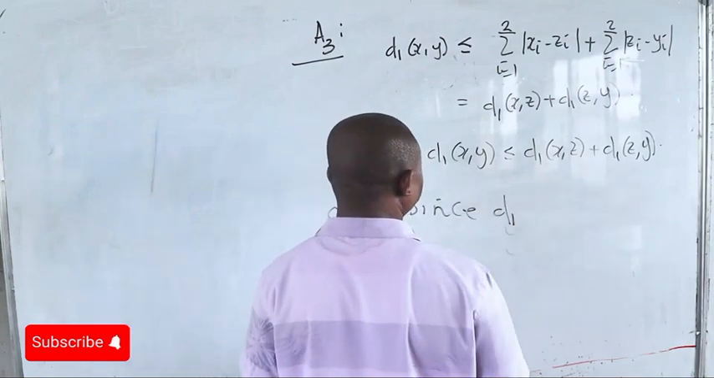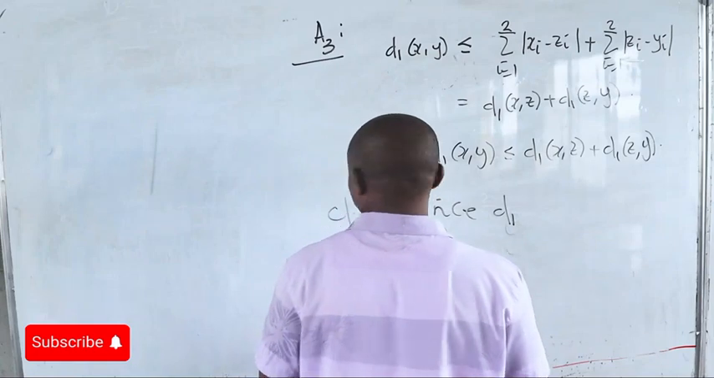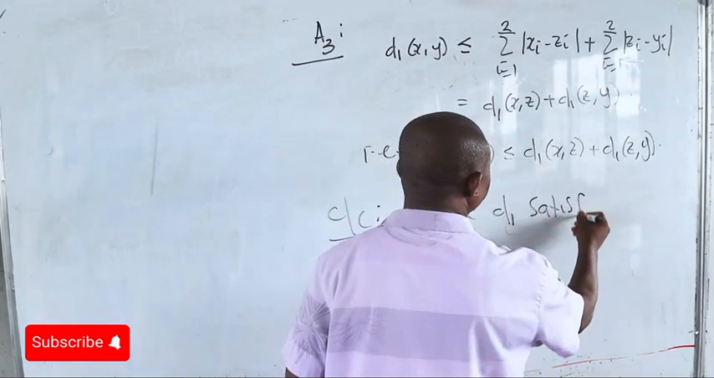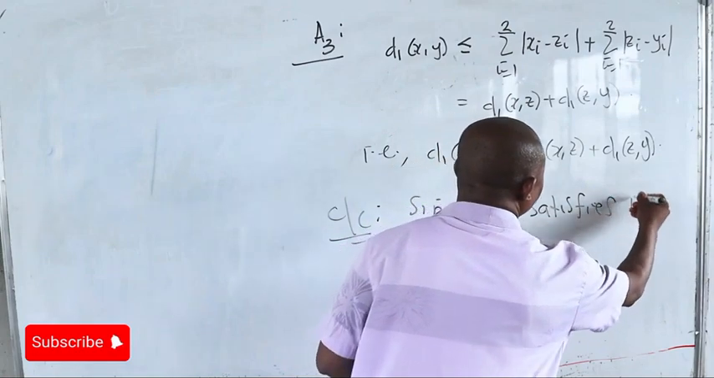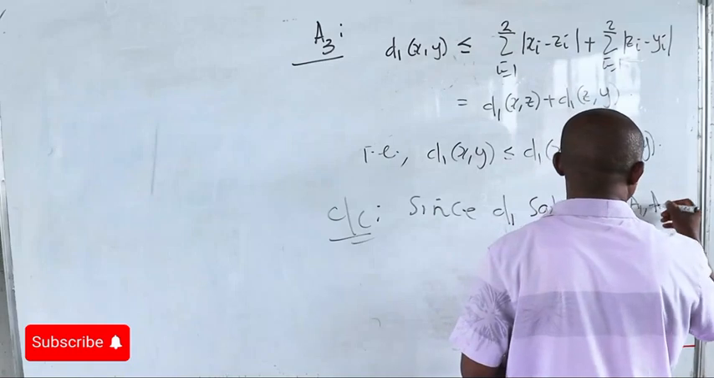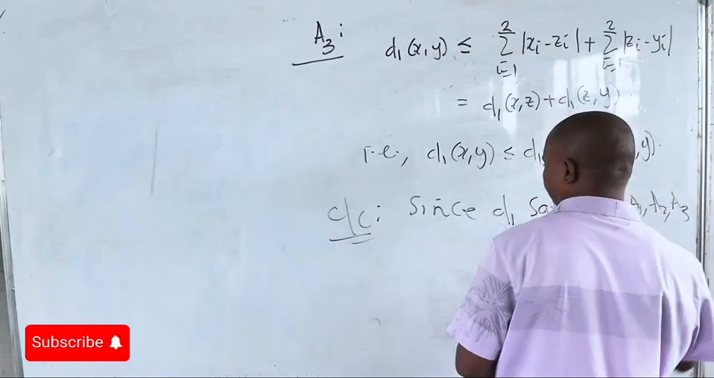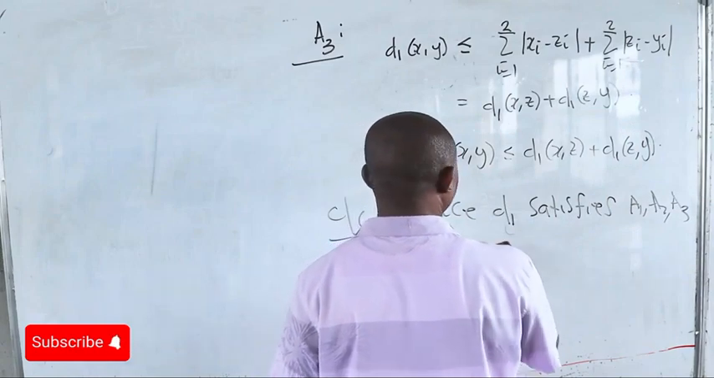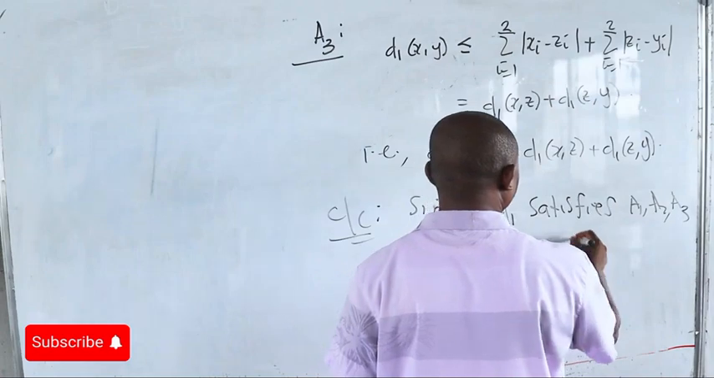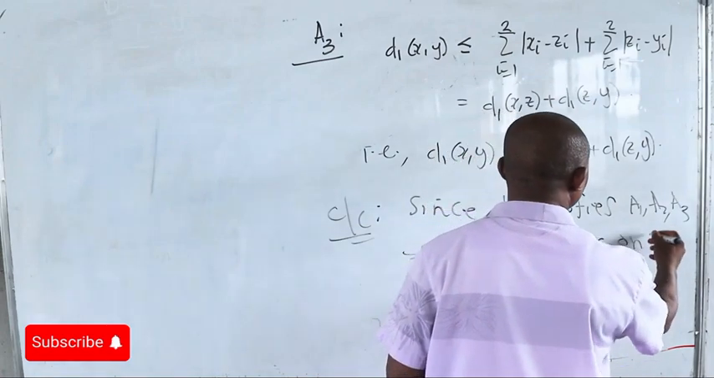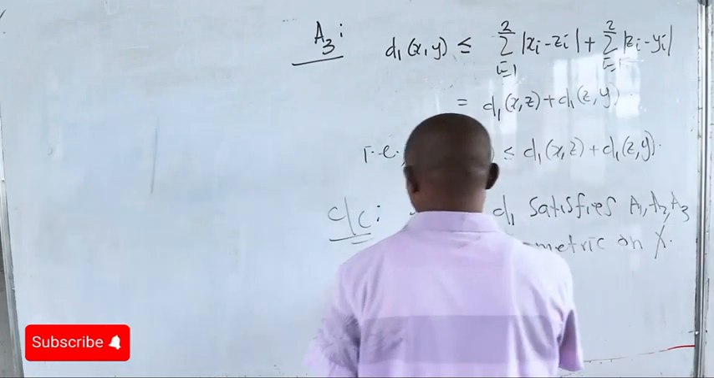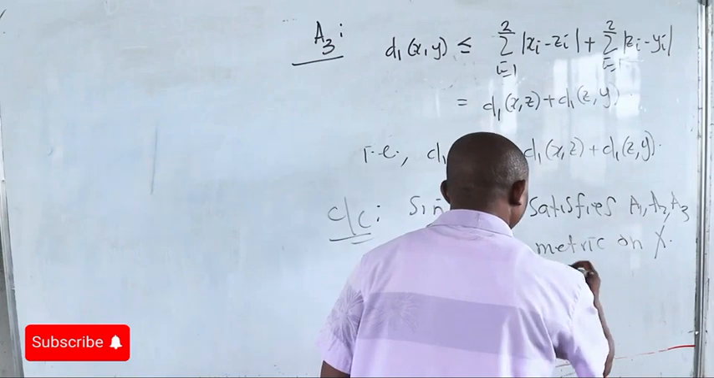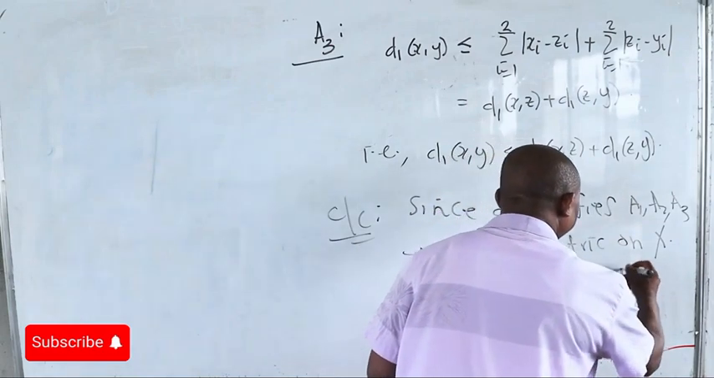So since d1 satisfies A1, A2, and A3, it means that d1 is a metric on X. Hence, X together with d1 is a metric space.